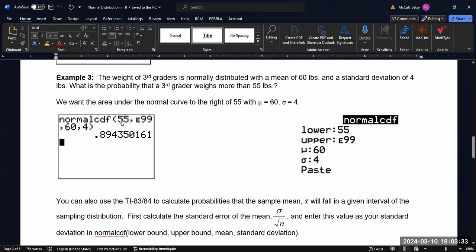So our lower bound is 55. Again, our upper bound is now E99. And again, that E is above the comma, and it means times 10 to the. So this is a 1 with 99 zeros after it. It's basically the biggest number that the calculator can handle. And then 60 is our mean, and 4 is our standard deviation. And then again, if you hit paste with the wizard, this will pop up on the screen. And then you could hit enter to calculate your probability.